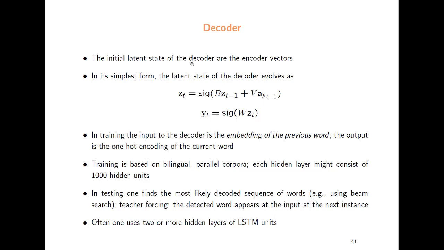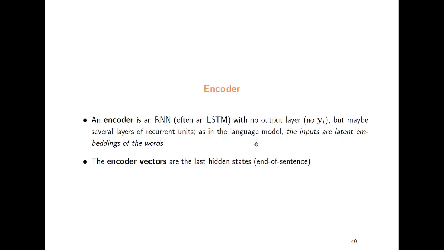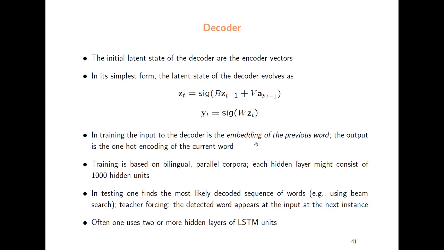So the initial state of the decoder is the encoder vectors, and in the simplest form, just as a recurrent neural network, we have this structure here, and in training, as I said, the input and output are the same, just with a time delay. So here this acts as an output, here it acts as an input, and in prediction, when you're using the model, you're doing some beam search, analyzing different options.